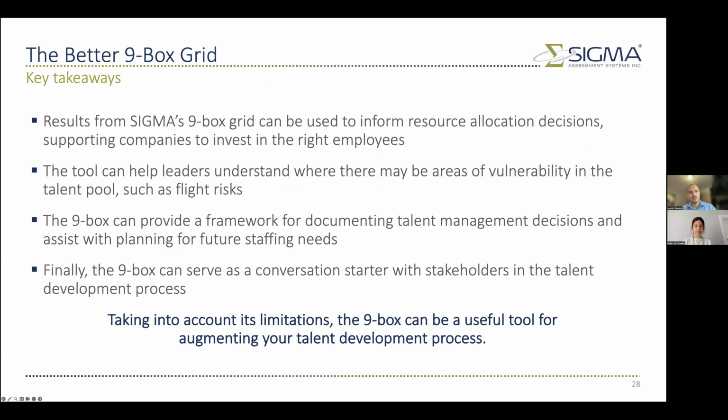So again, just to summarize some key takeaways from the things we have discussed so far. Results from the Sigma 9-box can be used to inform resource allocation decisions, supporting organizations in determining where to actually invest and investing in the right employees. The tool can help leaders understand where there may be areas of vulnerability in the talent pool, such as potential flight risks, like Reggie, who we discussed earlier.